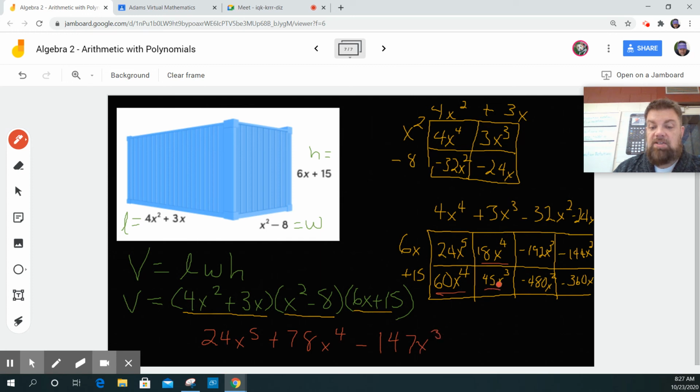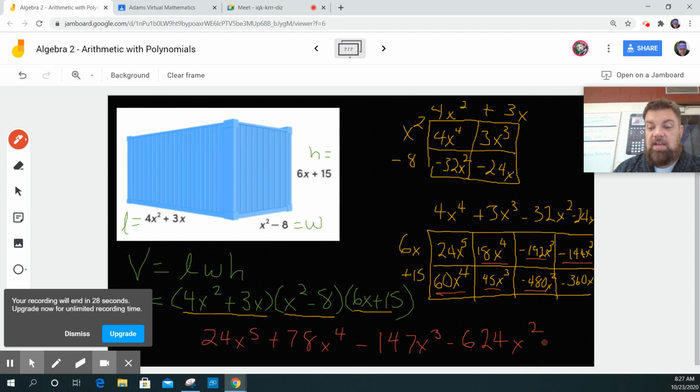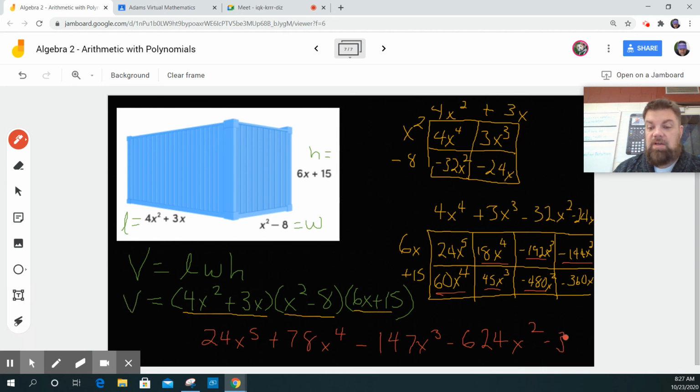So I'm just combining these terms. And then negative 480 plus negative 144, that comes to negative 624 x squared. Again, just combining the like terms, the x squareds. And then lastly, I've got negative 360 x. So that is the volume of this container.